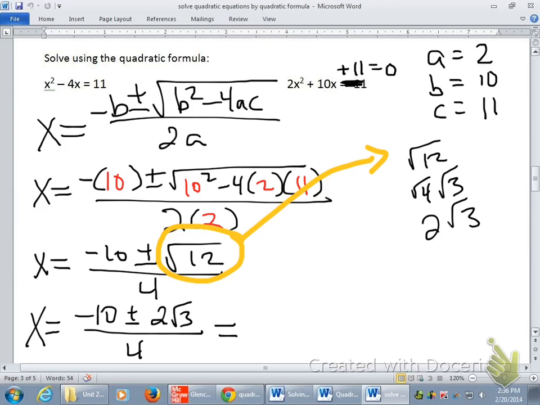Will that simplify anymore? Okay, it will actually. Unlike the last problem, where the 4 actually went all the way in, or the denominator went into the two numerators, this one doesn't go into it, but you can still reduce the fraction. 10 over 4 reduces. 2 over 4 reduces. So 2 goes into each of those. So that's going to be negative 5 plus or minus 1 square root 3 divided by 2.